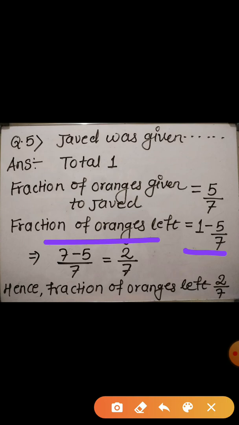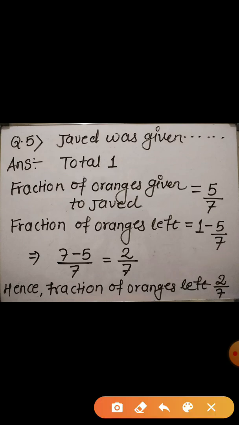See, total is not given in this question. So we have to consider total as a 1. We have a 1 basket of oranges, right? So from 1 basket of oranges given 5 upon 7. Therefore oranges left 1 minus 5 upon 7.